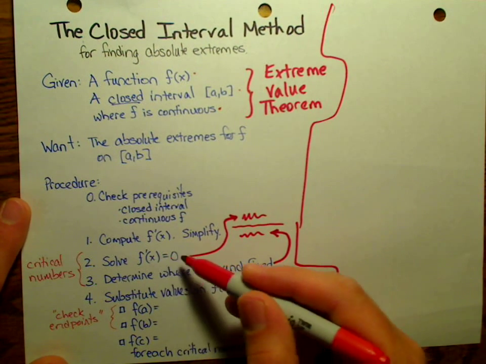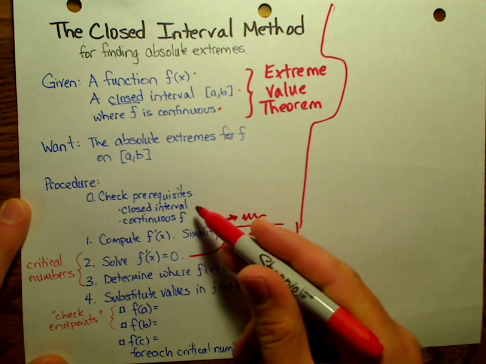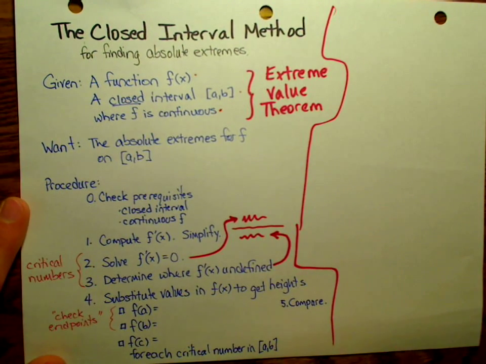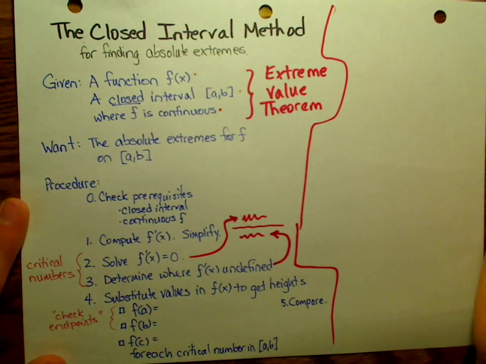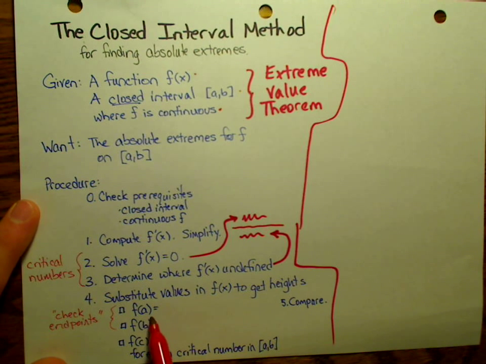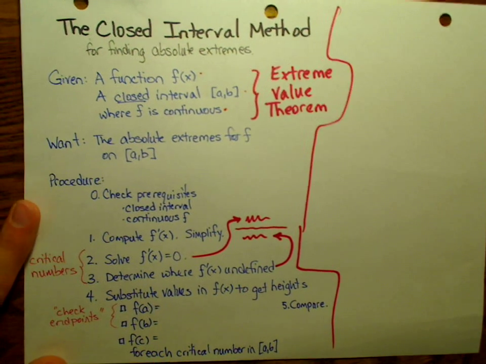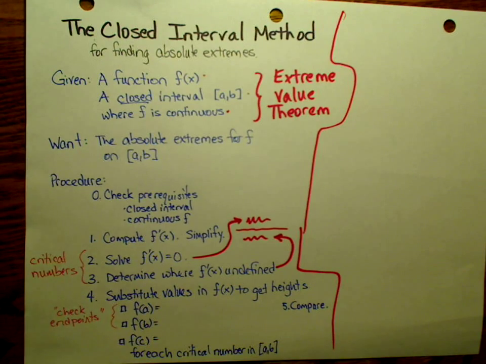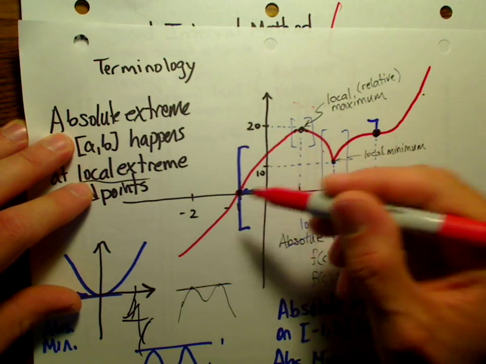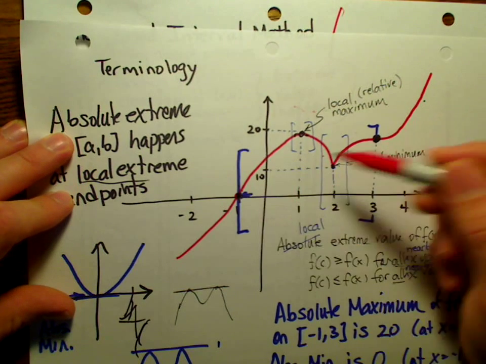Places where f prime is 0 and where f prime is undefined that are outside the interval of interest can just get thrown away. We're not interested in them. If there's a higher spot off stage outside of this interval, we don't care about it. Then step 4, you take all those critical numbers and plug them back into f to find the heights. We also want to check the endpoints, f of a and f of b, because like we saw in that other example in the previous video, you can definitely see the potential for an absolute extreme happening at an endpoint.